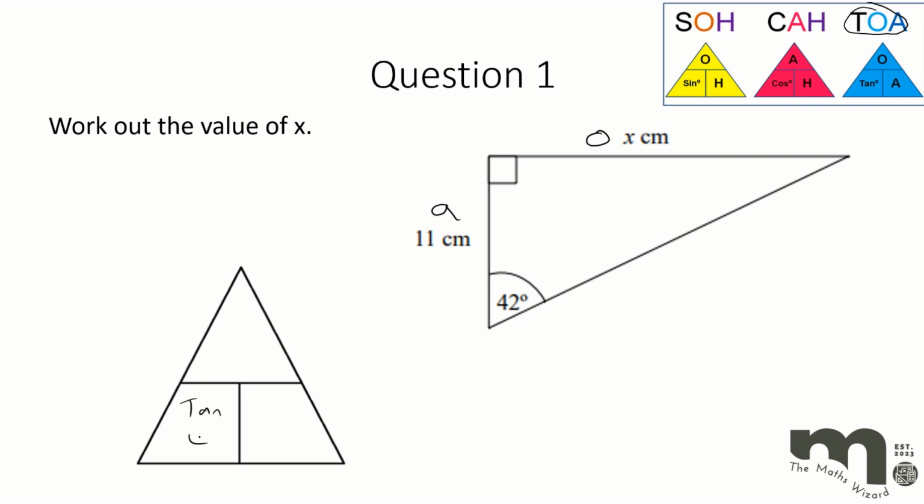So you've got the tangent of 42 down here. The opposite we do not currently know, so that goes here. And then we've got our 11 just down here, which is the adjacent. Because we've got those two values next to each other, that tells us it's going to be a multiplication. So we have to do 11 multiplied by the tangent of 42.